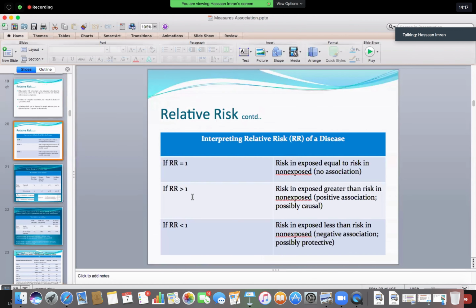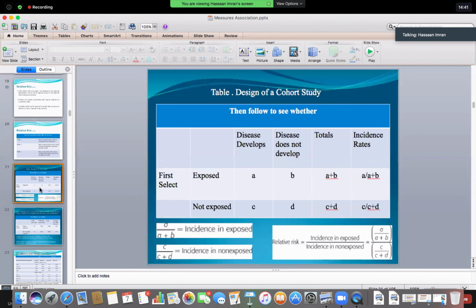Now see, at times such tables are given in the exam and they are like free marks for you. They have just written that the relative risk is equal to 1, or greater than 1, or less than 1, and you have to give the interpretation in front of these numbers. If you know that, you are going to get those 5 marks for free. And I wish that all of you would be able to get that. Okay. So what is the design of a cohort study? I have drawn this in front of you, and I'm sure that now you're all clear about that.